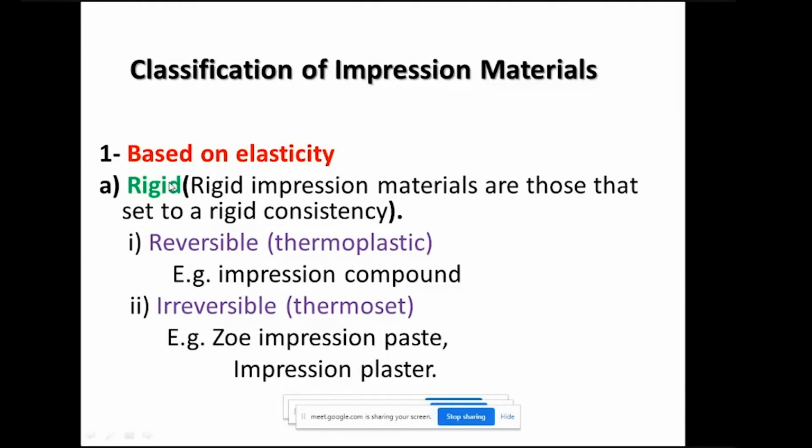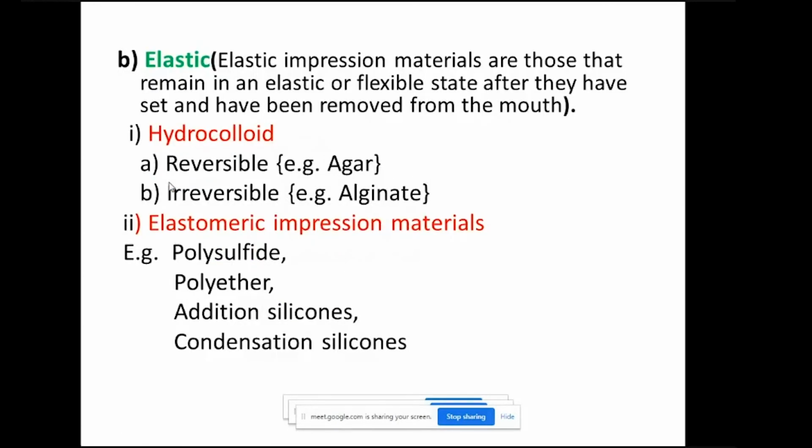Okay. While elastic impression material, from the beginning the material is elastic. During work it is also elastic. But it cannot be returned back. But in both types it is elastic.